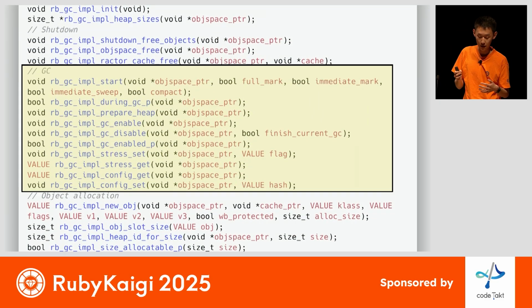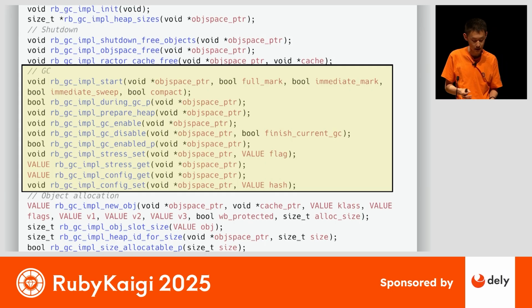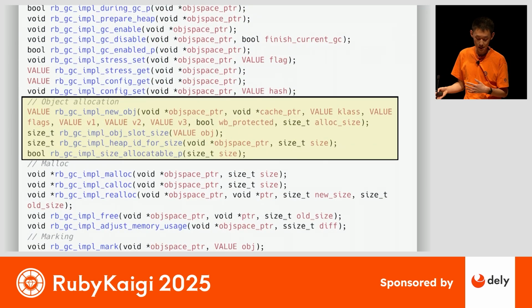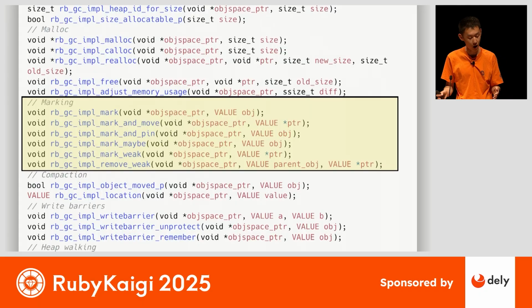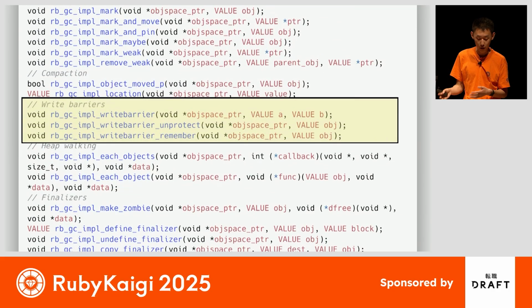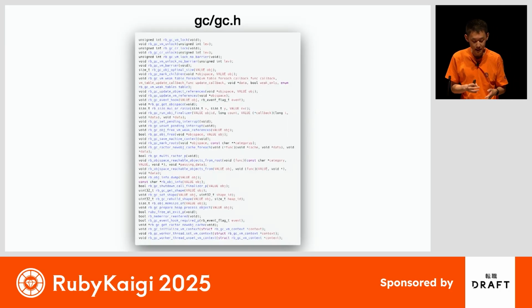We also have functions involving running a GC cycle, such as manually running a GC, disabling and enabling the GC, and setting configuration. We have object allocation, which asks the GC for an object of a specific size, and then the GC returns a pointer to the object that was allocated. And we have functions for the GC to mark an object as alive and to pin an object to ensure that it does not move. And we also have write barriers, which are callbacks so that the GC knows when an object has a new reference to another object. So that was the API that the GC implementation is required to implement.